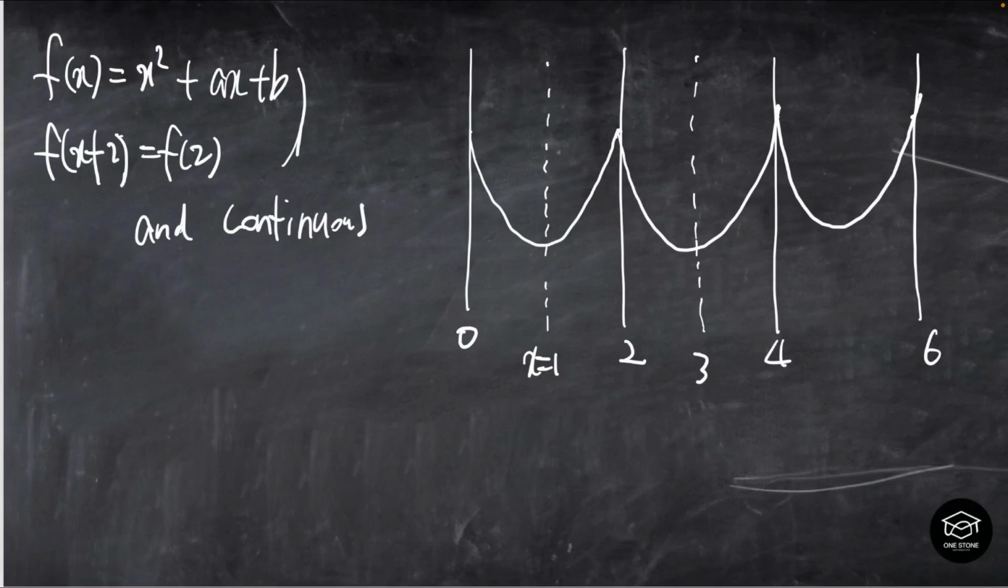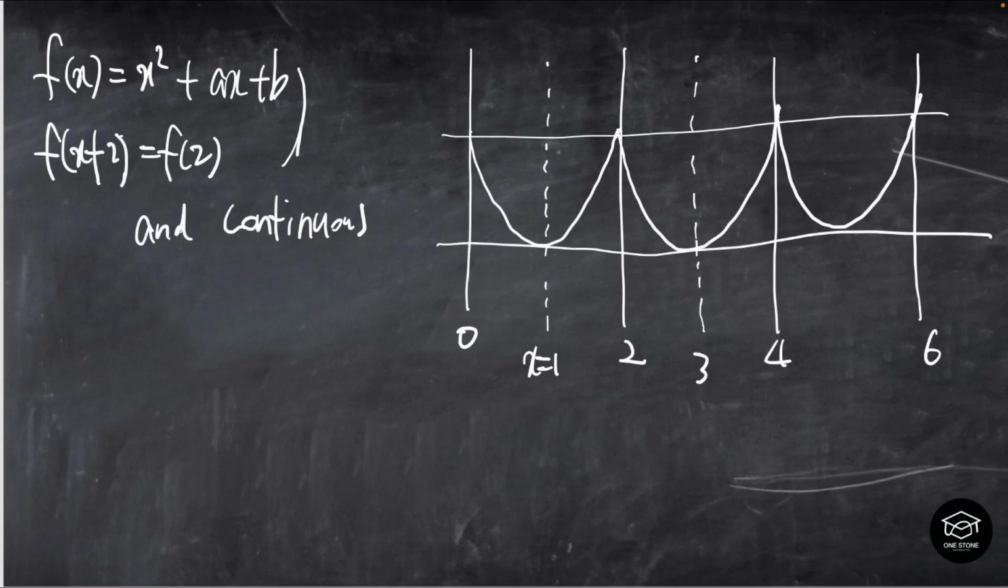Therefore, the only suitable quadratic function is f of x equals the square of x minus 1. It has a vertex at x equals 1, and it repeats identically every 2 units. That's how we ensure the function is both periodic and continuous.